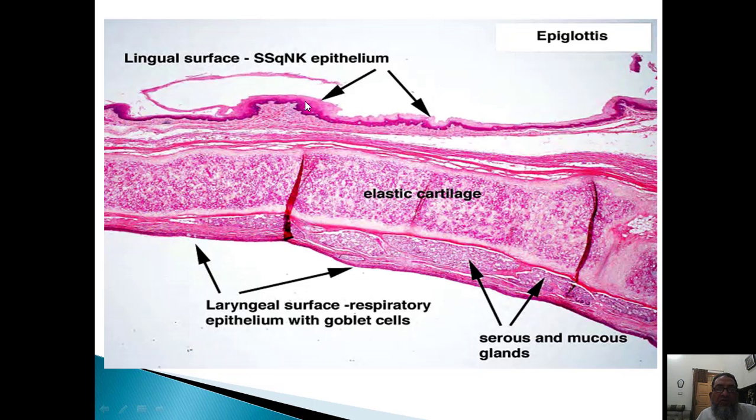This is the lingual surface toward the tongue. Lingual surface: stratified squamous, non-keratinized. At some places it is keratinized also. So this picture will again remind you of layers 1, 2, 3, 4, and 5. You would have to memorize. Double epithelium, double lamina propria with elastic cartilage is the characteristic feature of the epiglottis.